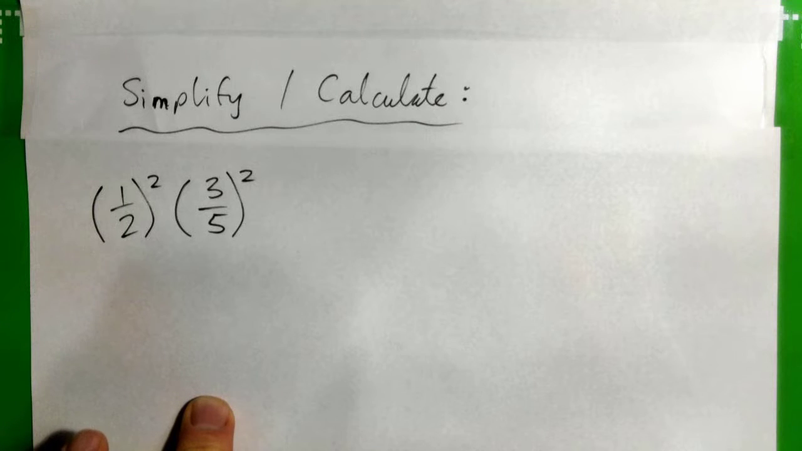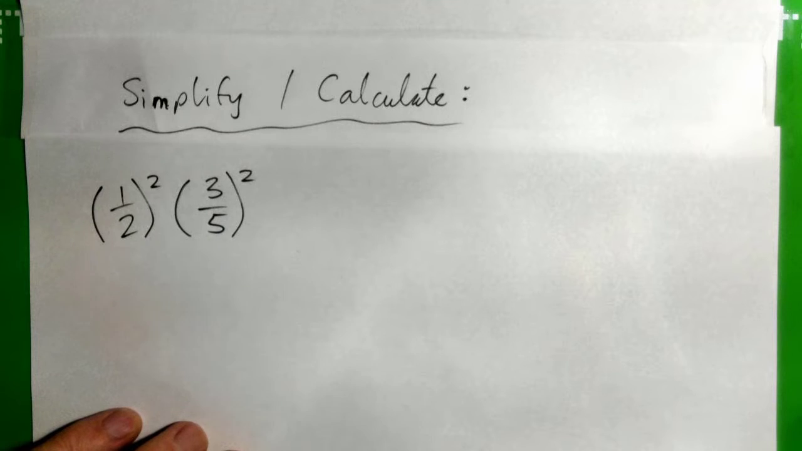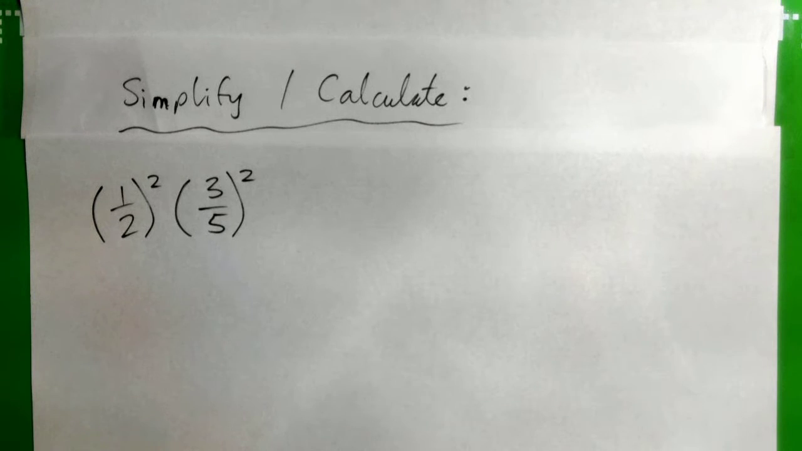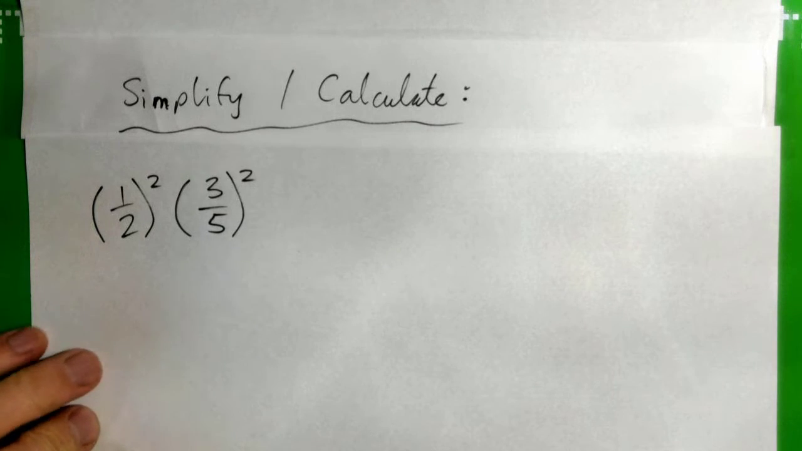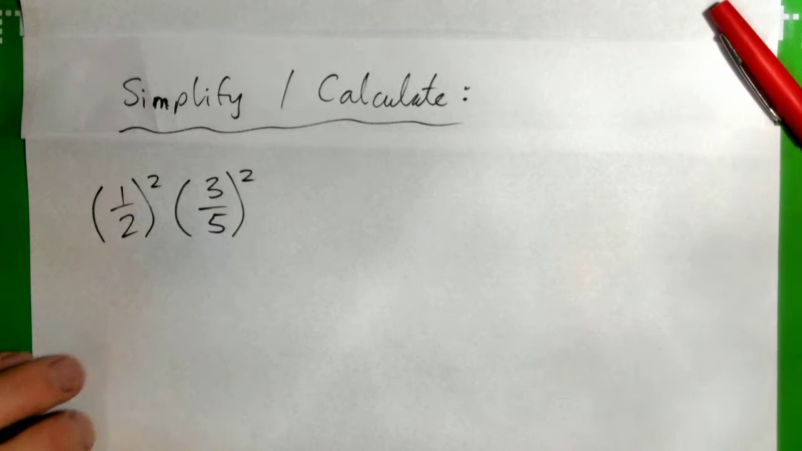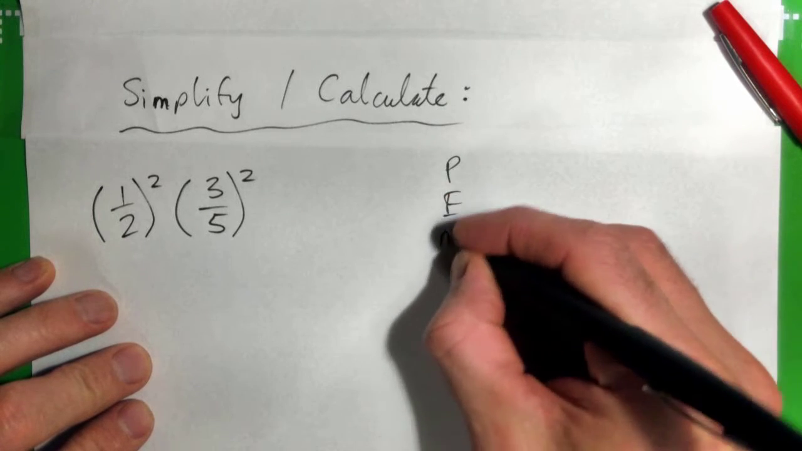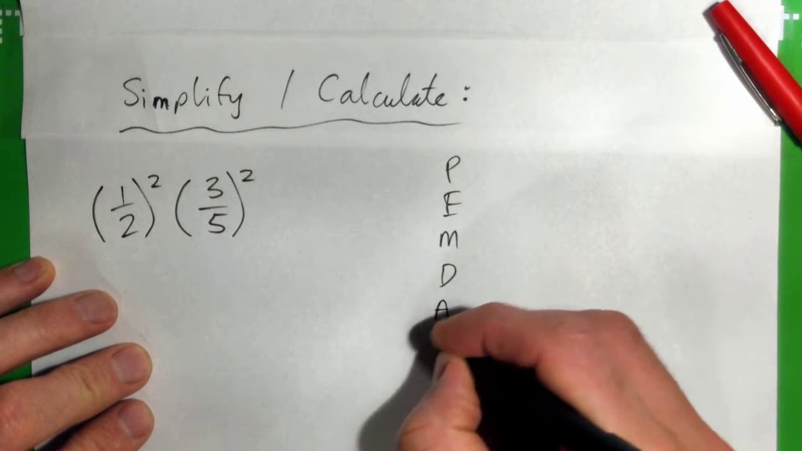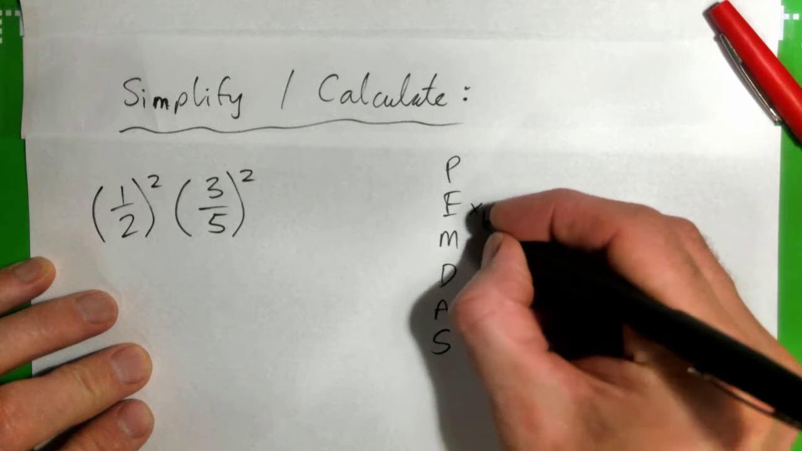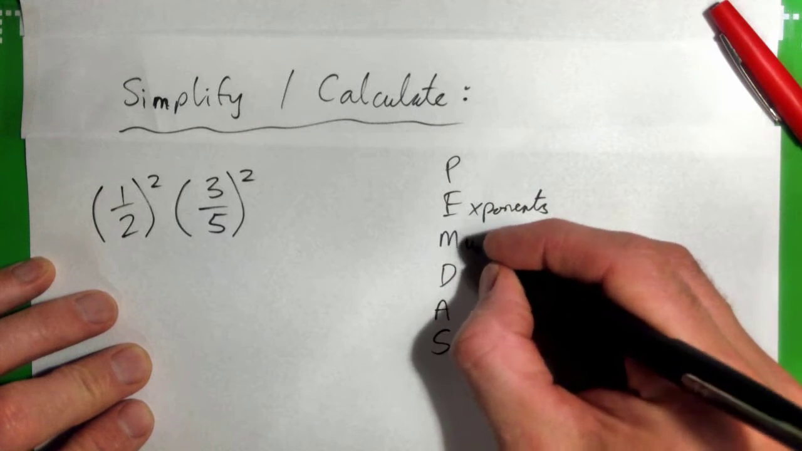Alright, so we've got (1/2)² times (3/5)², and we've got to simplify or calculate this expression. There are some operations going on here. We're calculating, so we think of the order of operations, PEMDAS, where we start with parentheses, and then we do exponents from left to right, and then we multiply.